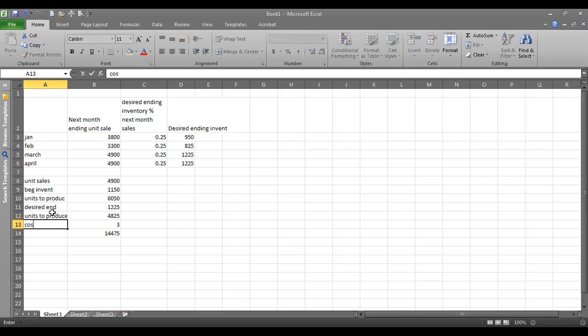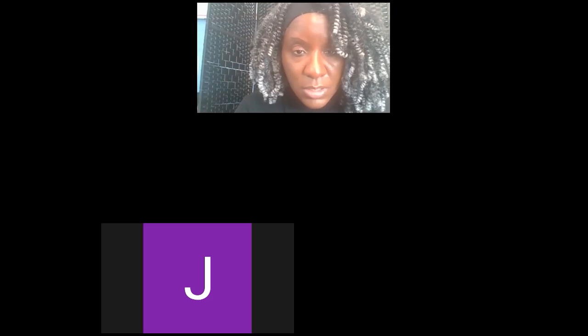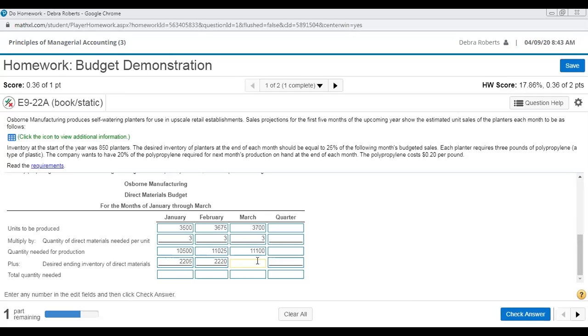Now, this is going to be the cost for the plastic. By multiplying these two together, I come up with 14,475, which is my quantity needed for production. We did this already for the 3 months, but because we need this information for March, we had to go through and calculate. So now I know it's 14,475. I can stop sharing this screen, go back to the assignment, and plug in the 14,475.